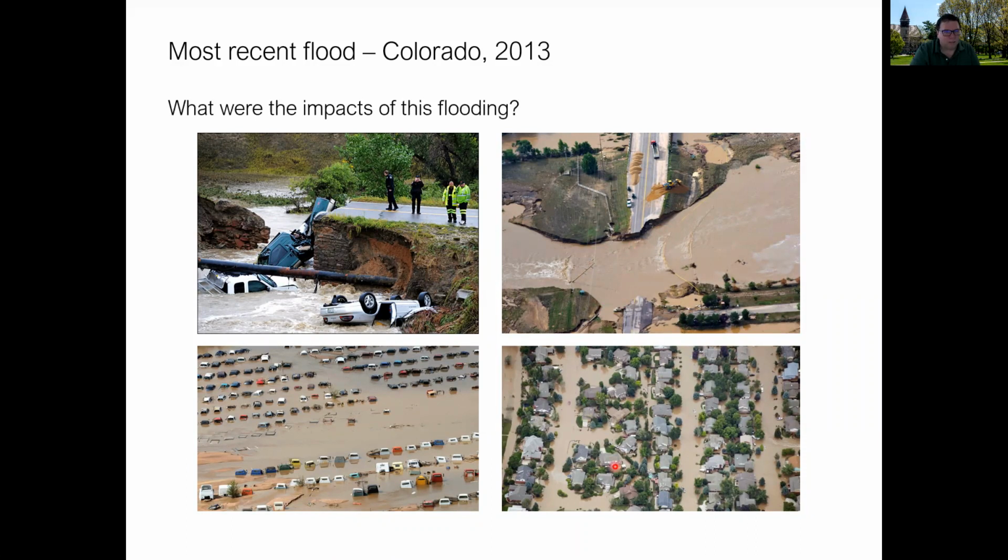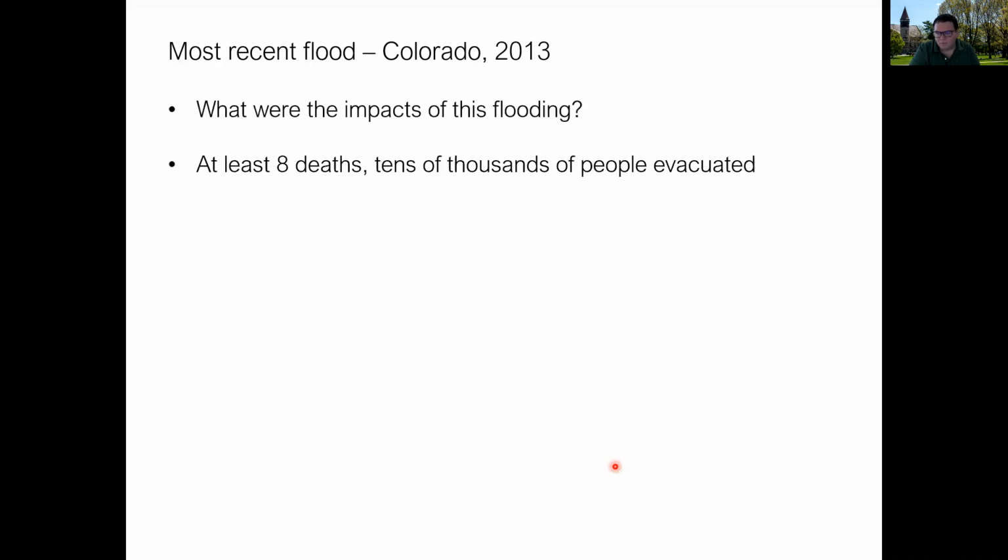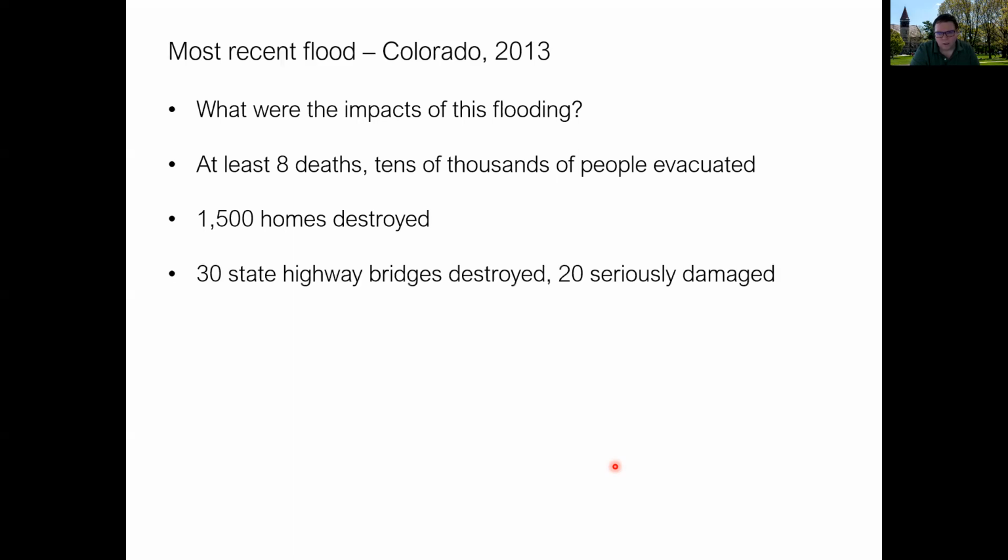So you think about the impacts of the flooding. Pretty hard to imagine anything in that scenario that wasn't impacted. But miraculously, largely due to relatively reliable warning systems, only 8 dead, which is not to minimize that incredible loss, but considering the level of flooding is reasonably successful. Although there were tens of thousands of people evacuated, 1,500 homes completely destroyed, many other thousands damaged, and about 30 state highway bridges destroyed, with 20 seriously damaged.